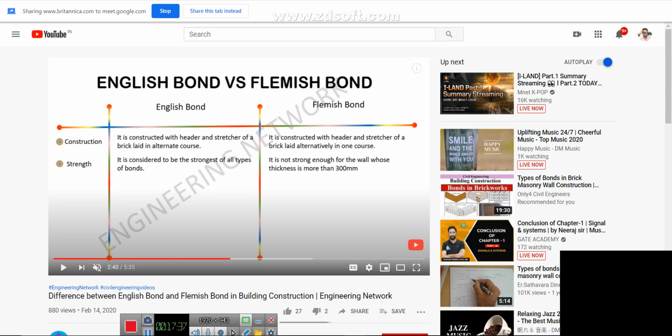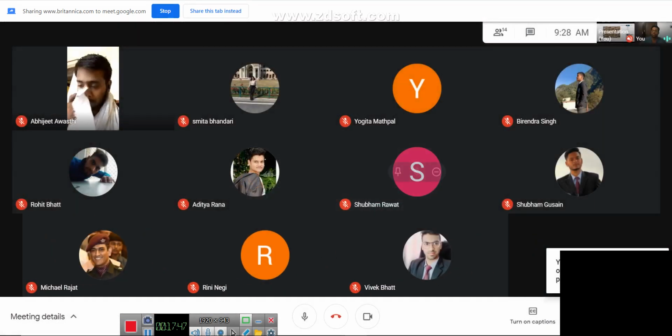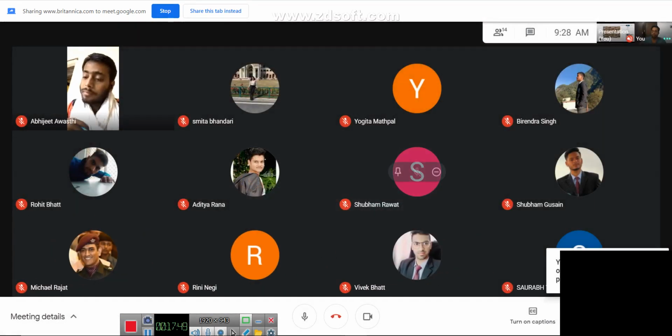English bond, it is written that it is considered to be the strongest of all types of bonds. Okay, so English bond is the strongest bond. You may get a question like, which is stronger, English bond or Flemish bond?